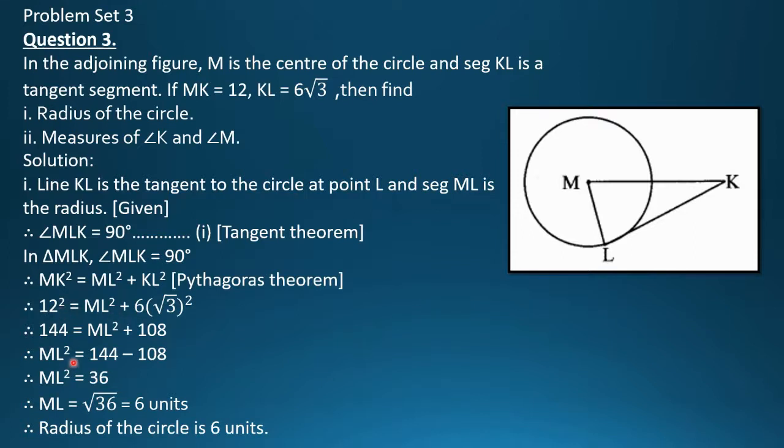Square of 12 is 144 and the square of 6 root 3 will be 108. So we'll take the 108 on the other side, we'll get 144 minus 108, which is 36. So we'll take square root on both the sides. So ML is equal to square root of 36, and we know that square root of 36 is 6 units. Therefore, radius of the circle is 6 units.